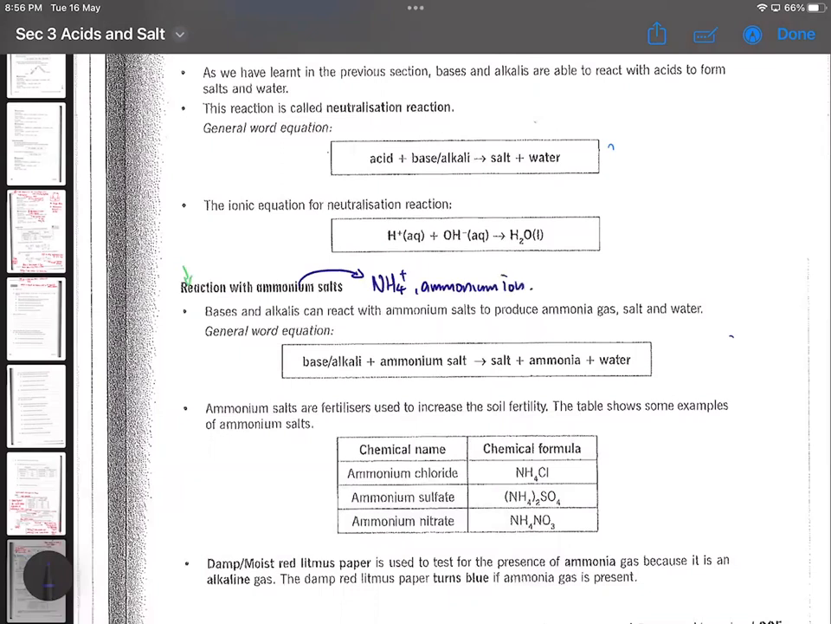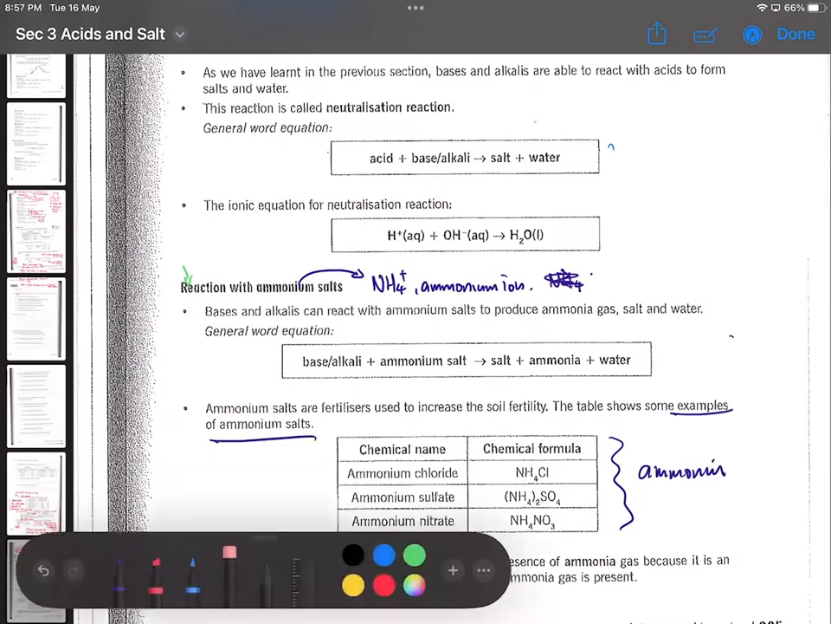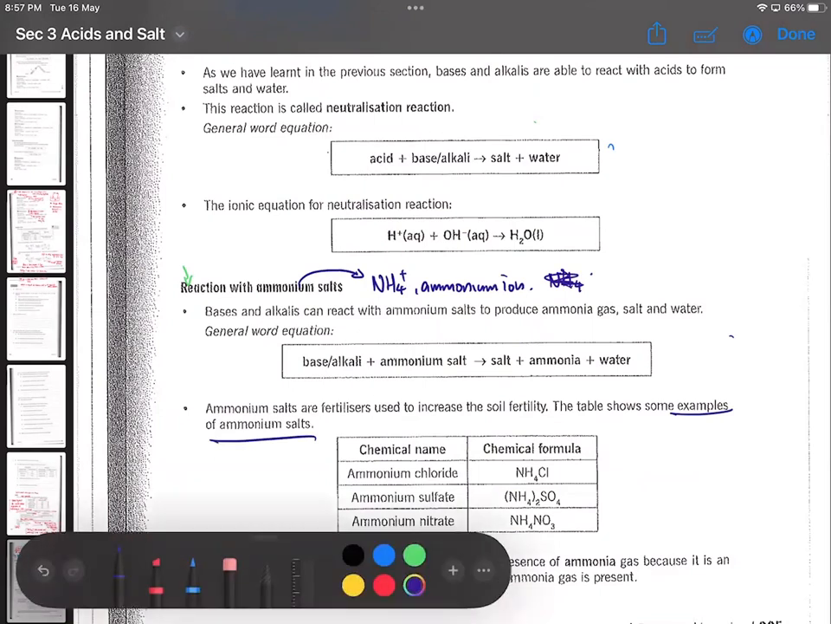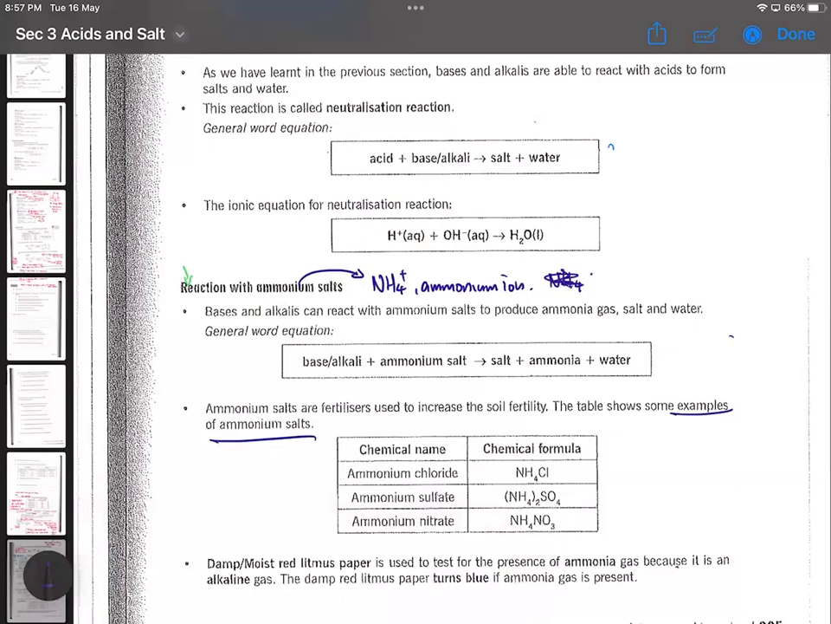So ammonium salts include things like, oh, ammonium salts here. Well done, it's all here. So this is the ammonium ion. These are examples of ammonium salts, the chlorides, the sulfates, and the nitrates. Okay, so when they react, you notice ammonia gas is produced.